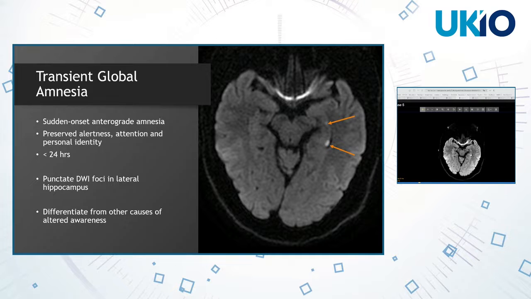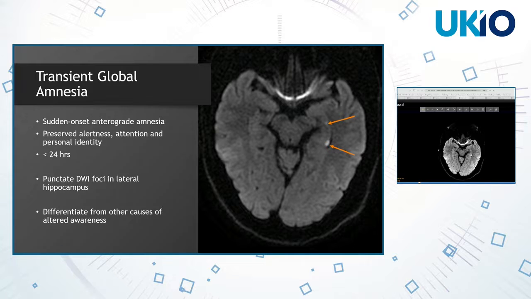And on imaging, if it is done, because it might be done because the history is not that clear, it's mainly to exclude other causes of confusion, but you might see these tiny punctate foci of restricted diffusion, and they tend to be in the lateral part of the hippocampus. So if you did see this, it's quite reassuring for the patient and the team to confirm that this is transient global amnesia. There's rarely much consequence from that, and it doesn't predispose to any other specific conditions.